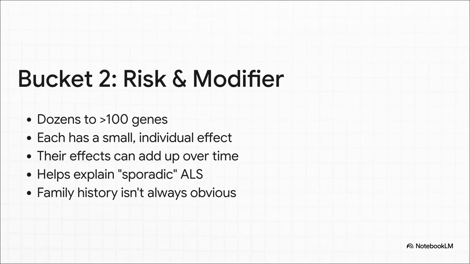Now, bucket number 2 helps us get a handle on the vast majority of ALS cases. This one is filled with risk and modifier genes. Now, individually, each one only has a tiny effect, but their effects can add up. It's like a series of small nudges that can push a person's risk up or down over a lifetime. This is a huge piece of the puzzle for understanding why the disease so often seems to appear out of the blue with no obvious family history.